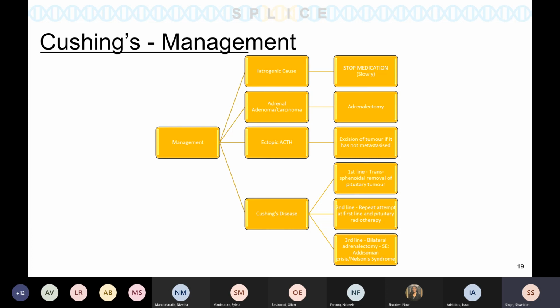Okay, so management of Cushing's. So I've gone through the causes and management specifically to those causes. So iatrogenic cause, stop the medication, but make sure you do it slowly, because you don't want to give an Addisonian crisis, which happens basically if you're on steroids for a long time, your body stops producing their own steroids, and so the adrenal glands atrophy. Now, if you then stop the steroids straight away, your body can't produce its own steroid because the adrenal glands have atrophied, because they haven't had the need to produce steroids for a long time because of the medication.